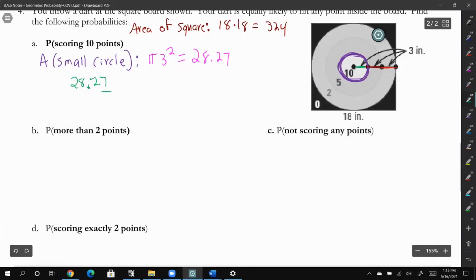So the probability of getting exactly 10 points would be 28.27 over 324. So we type that in our calculators, and we will get 0.09, which is equal to 9%.